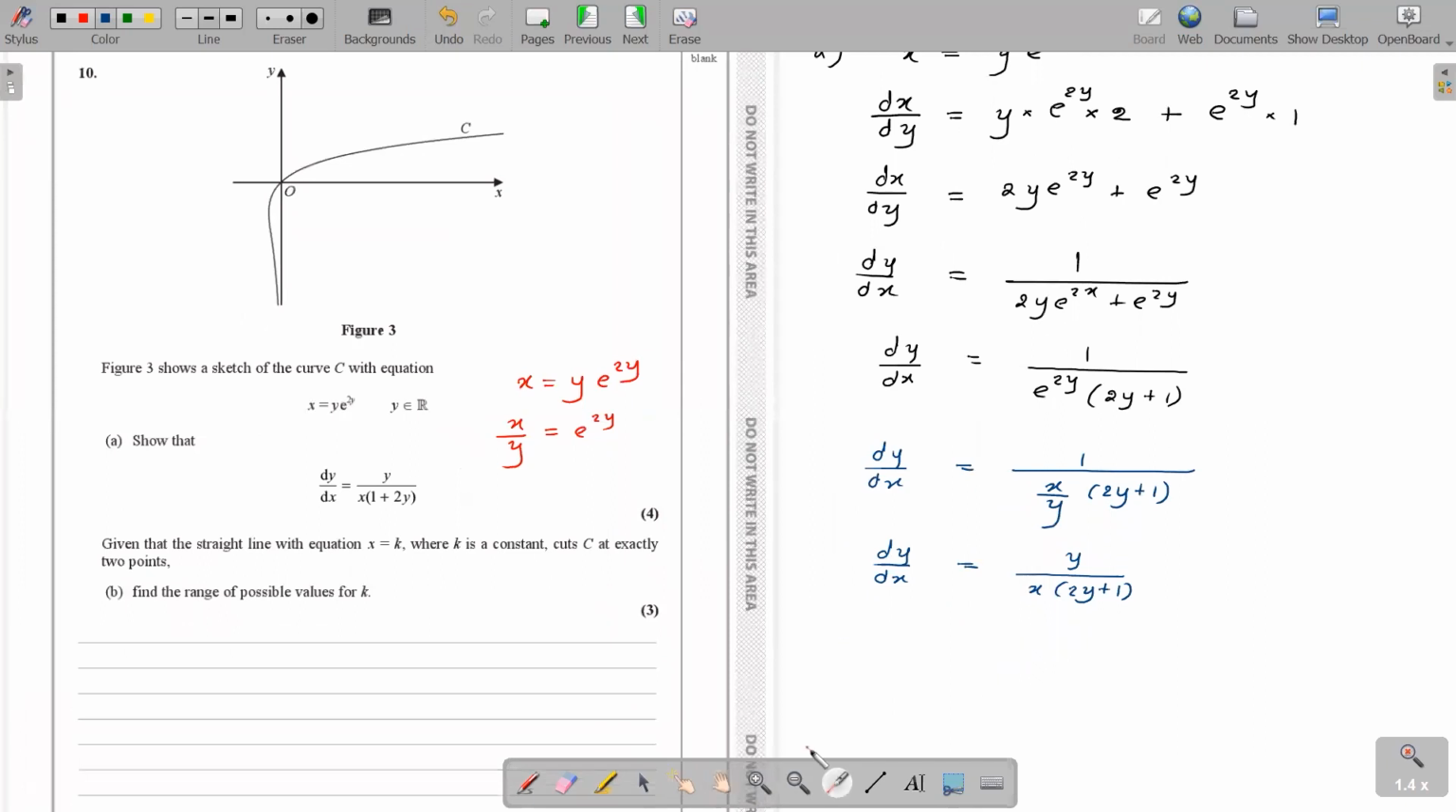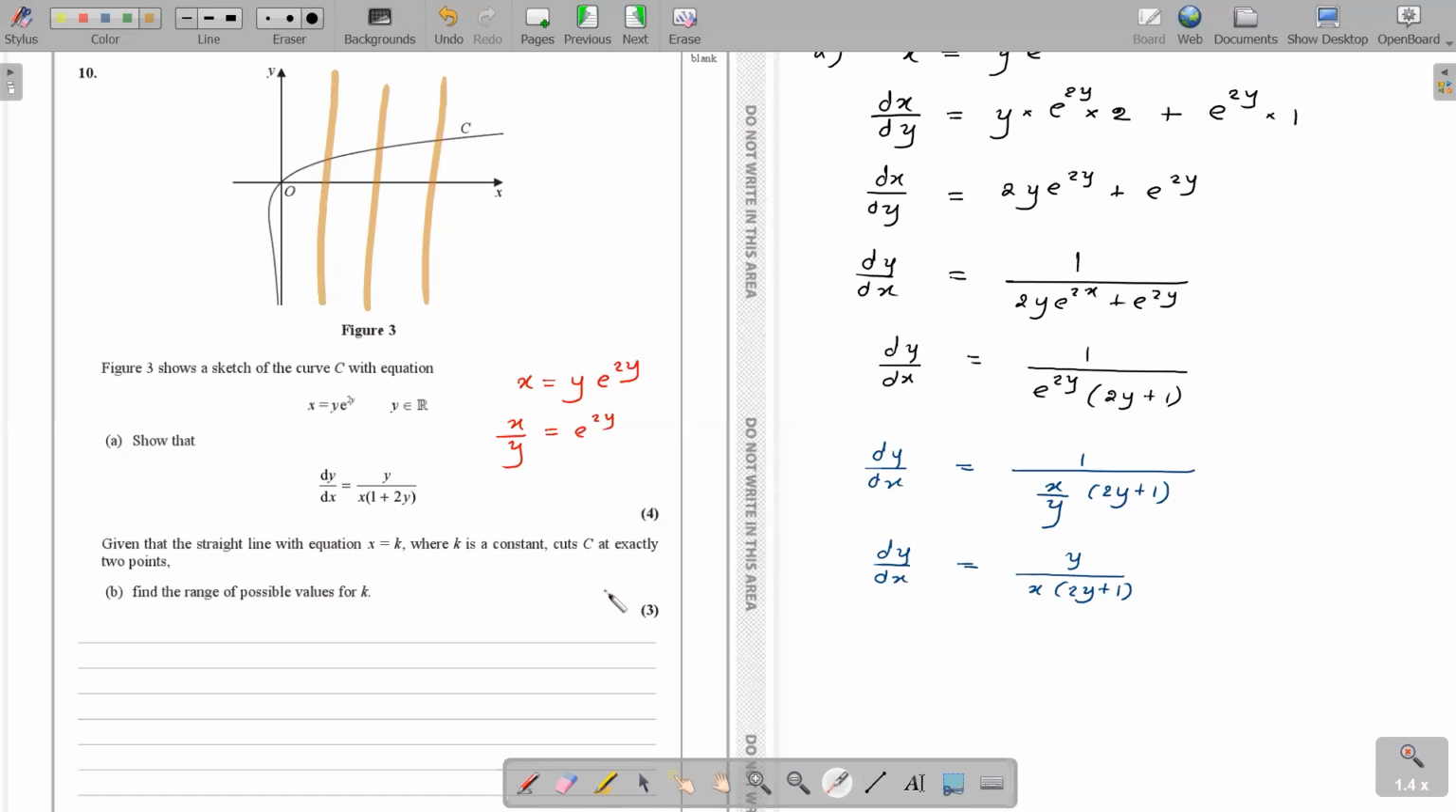The next part: given that the straight line with equation x equals k, where k is a constant, cuts C at exactly 2 points, find the range of possible values of k. Okay, so what do they say here? Given that the straight line with equation x equals k. Now x equals k is supposed to be what kind of line? Horizontal or vertical? x equals 1, x equals 2. X equals lines are vertical. So you can see these vertical lines are drawn. Are they cutting at 2 points? No, they are cutting at only 1 point.